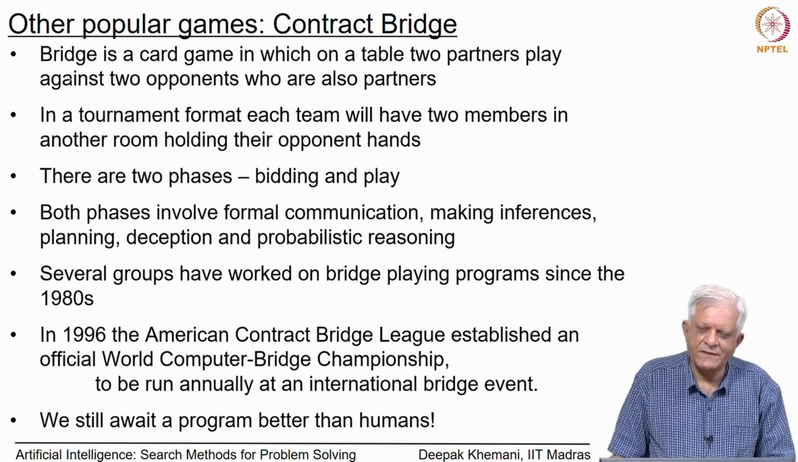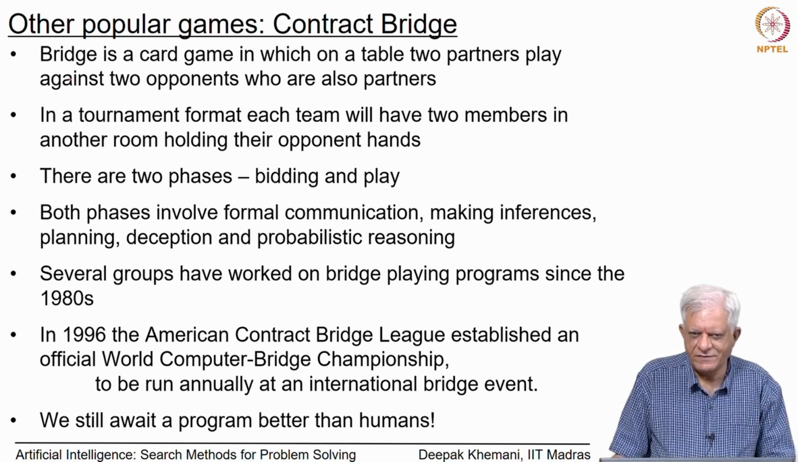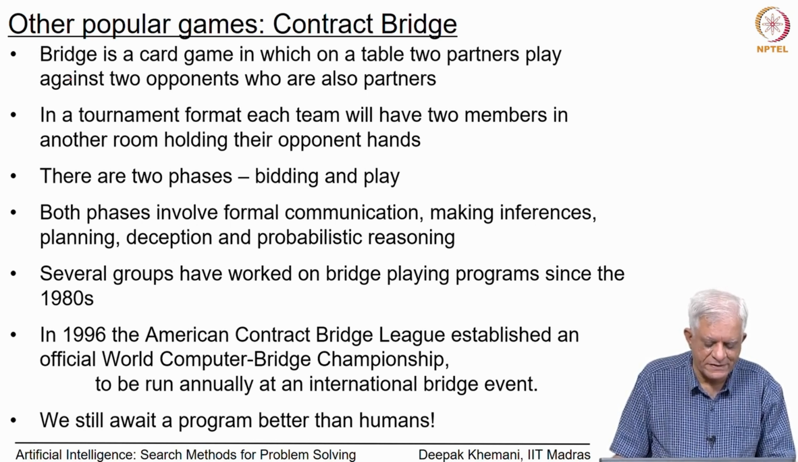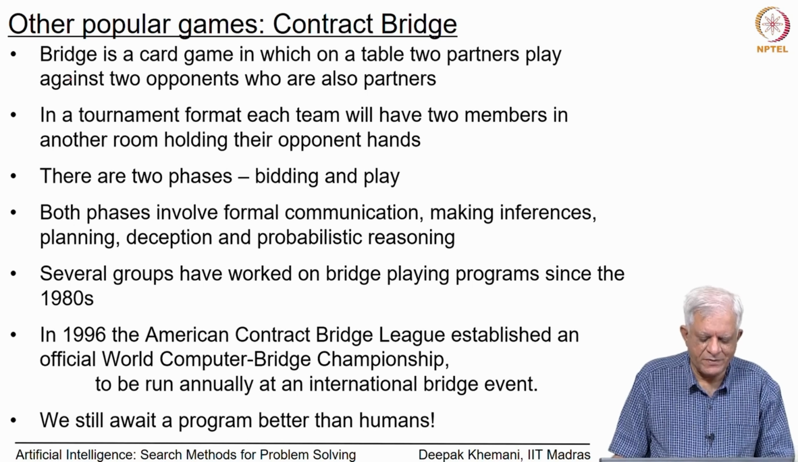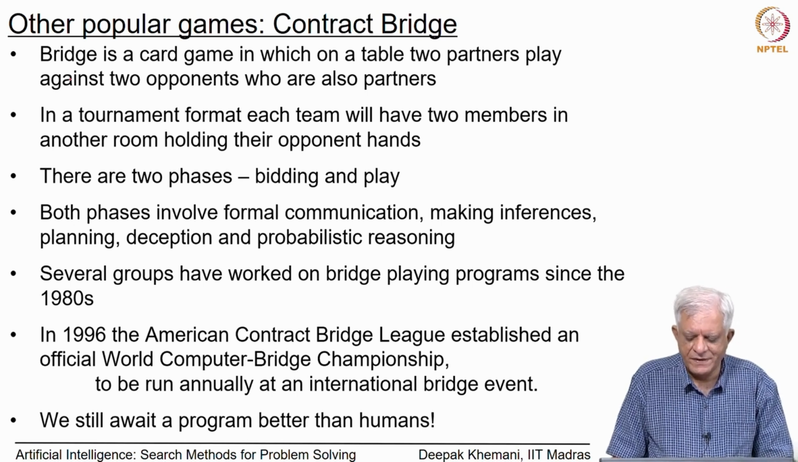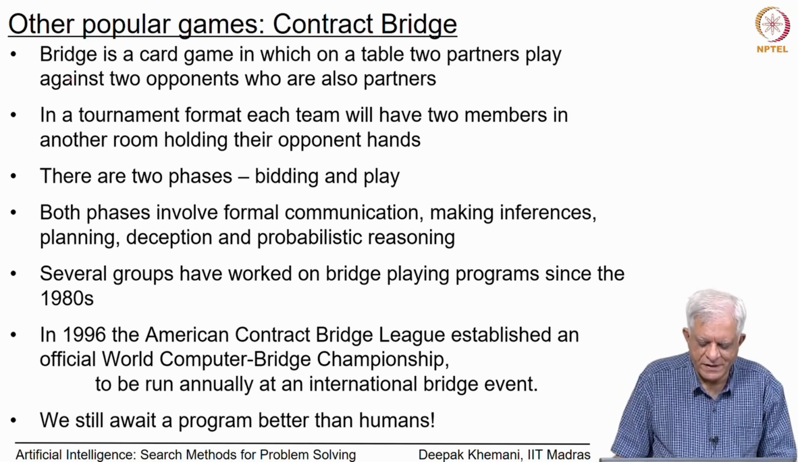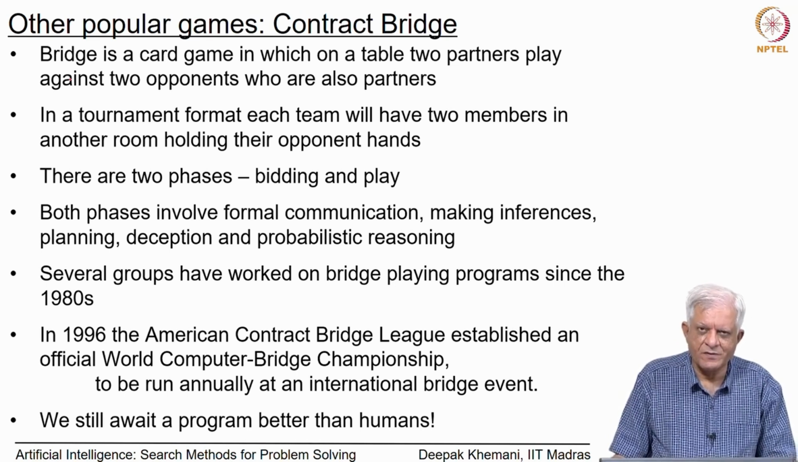Players are trying to communicate with each other and they do so by making public announcements. Then they have to make inferences from what they are seeing, which cards opponents are playing, which bids opponents are making, and so on. They have to plan, and interestingly deception is part of the game, because wherever there is communication and inferences, there can be deception, and obviously because it is an incomplete information game, a significant amount of probabilistic reasoning has to be done.